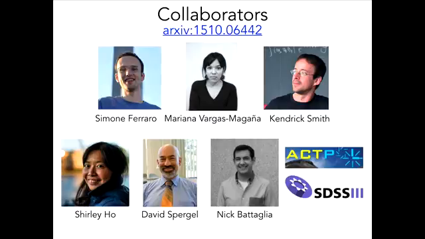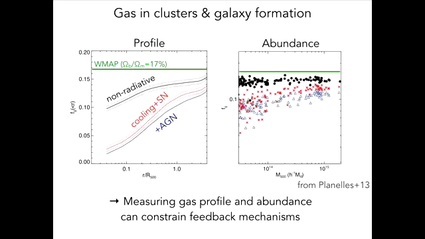So first of all, I thought I should motivate a little bit. Why would you care at all about gas inside galaxy clusters if you're a cosmologist? And these are, I think, two reasons why you should care. One of them is that the gas inside galaxy clusters is actually very sensitive to your assumption about galaxy formation in clusters. And when I say the gas, I really mean the gas mass profile. This is the cumulative mass profile in clusters as a function of cluster radius. And this is the gas mass abundance as a function of halo mass.